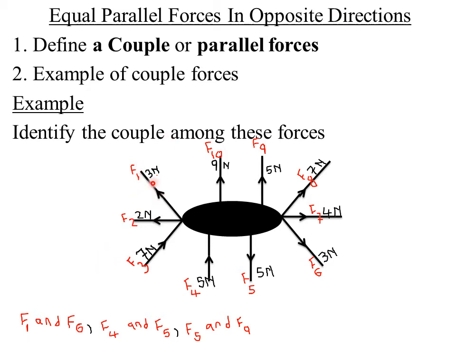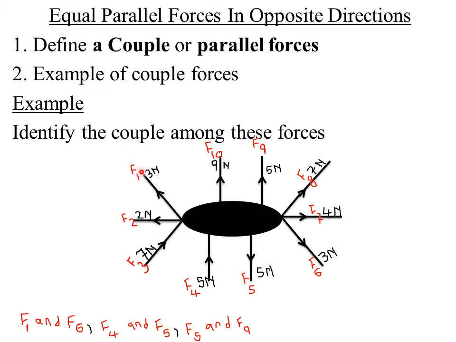So we can investigate force F1 and maybe force F6. As you can see, force F1 is moving in this direction, whereas force F6 is moving downwards. So F1 and F6 are forces moving in opposite directions. So they satisfy the third condition. Then force F1 has a magnitude of 3 Newton, while F6 also has a magnitude of 3 Newton. So the forces have equal magnitude, and they have satisfied the first condition.